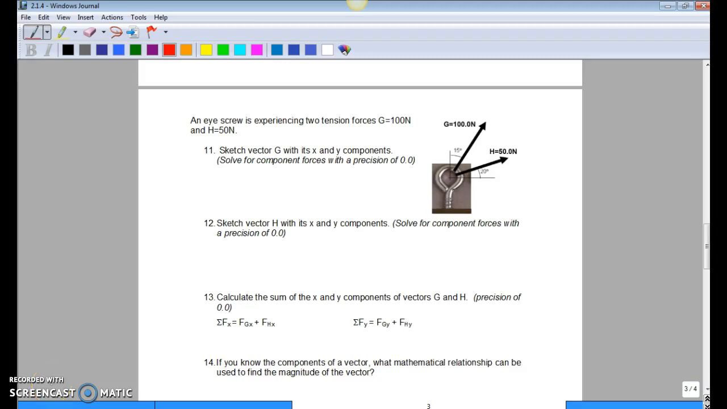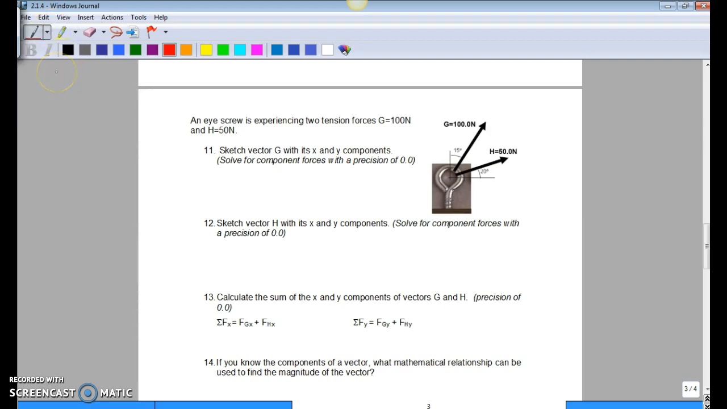Alright, part 3 of 2.1.4, and hopefully the last part to this section. Starting with question 11, we have an eye screw that is experiencing two tension forces. Question 11 says sketch vector G with its x and y components. So let's go ahead and do that.